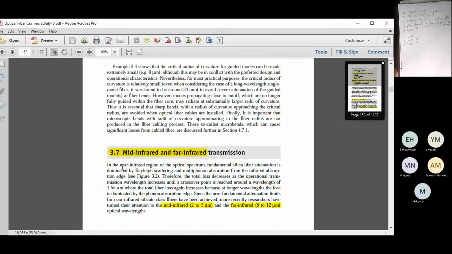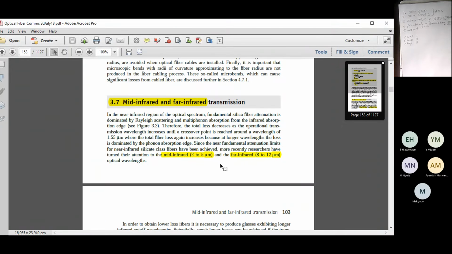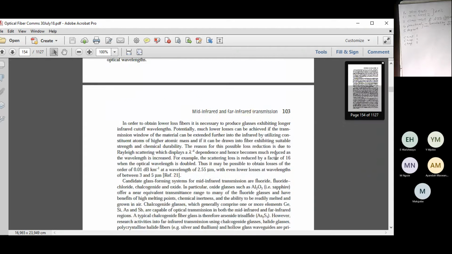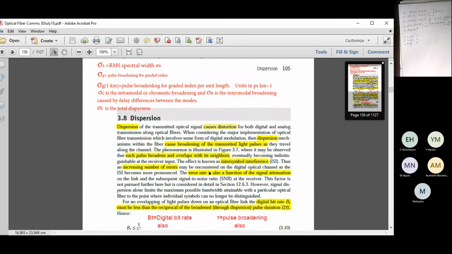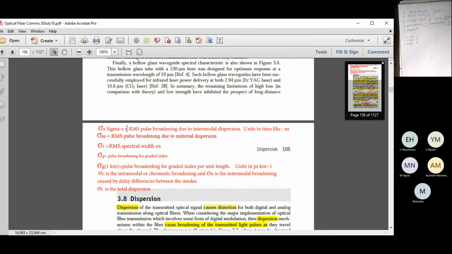Mid-infrared and far-infrared transmission. The band is from here. I'm not going to talk much about this. I'm going to really skip this stuff. But I'm going to talk about dispersion, and this is some dispersion material I've written in red. And the book is not always so clear about it.